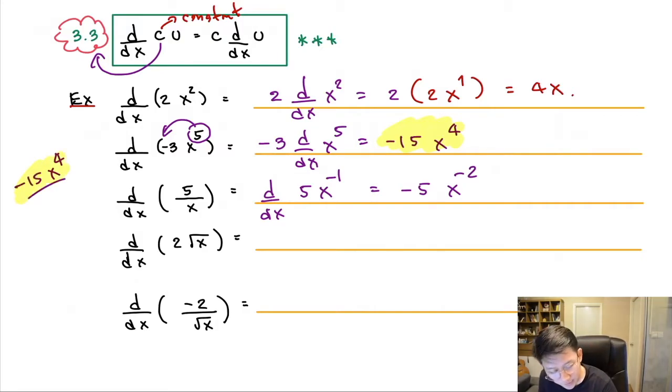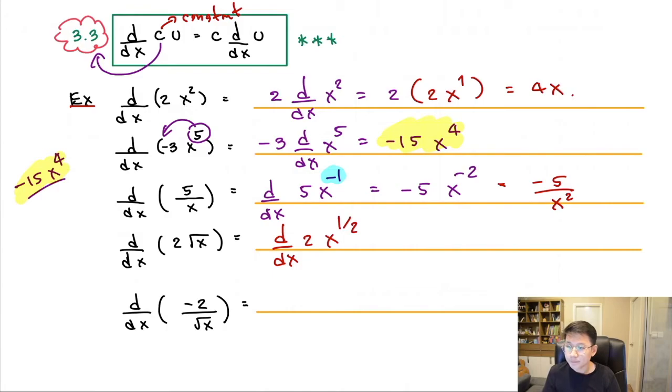Okay, so here similarly, if you write it in this way, you can just push minus 1 down to 5, and then you get minus 5 and x to the power of minus 2 minus 1. And the answer is minus 5 divided by x squared. And that's the answer. Similarly here is d by dx of 2x to the power of 1/2.